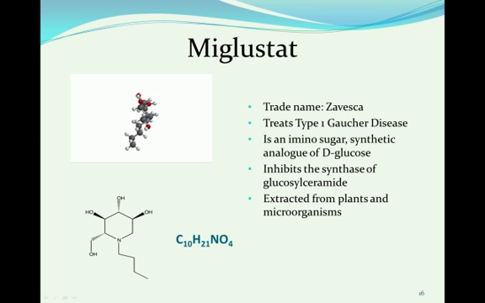Miglustat treats type 1 Gaucher disease by inhibiting the synthetase of glucosylceramide. It is extracted from plants and microorganisms.